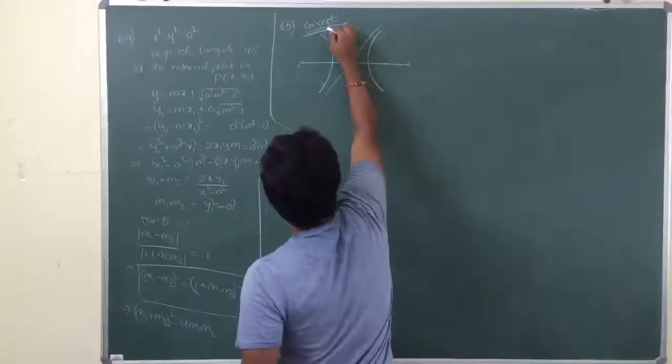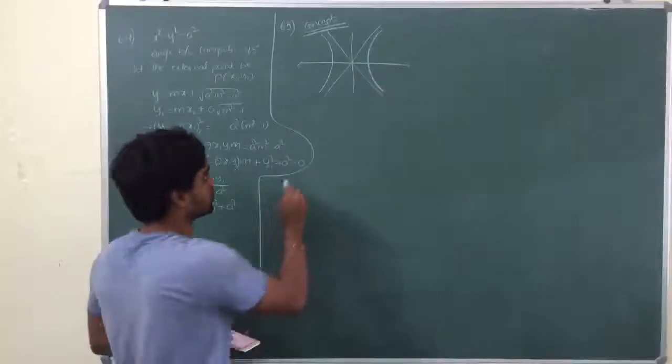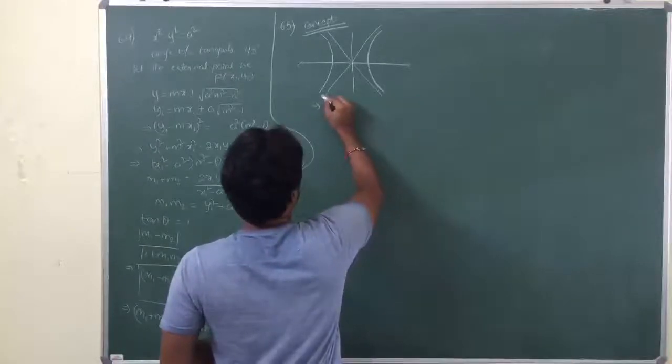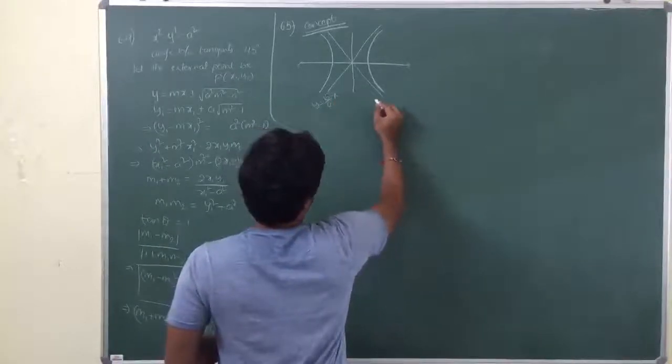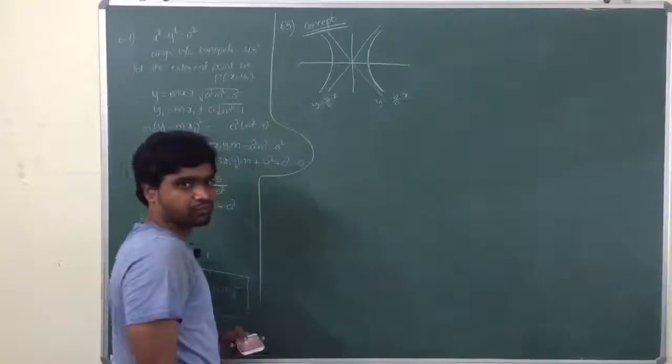What are these? Asymptotes. This is y is equal to b by a x. This is y is equal to minus b by a x.